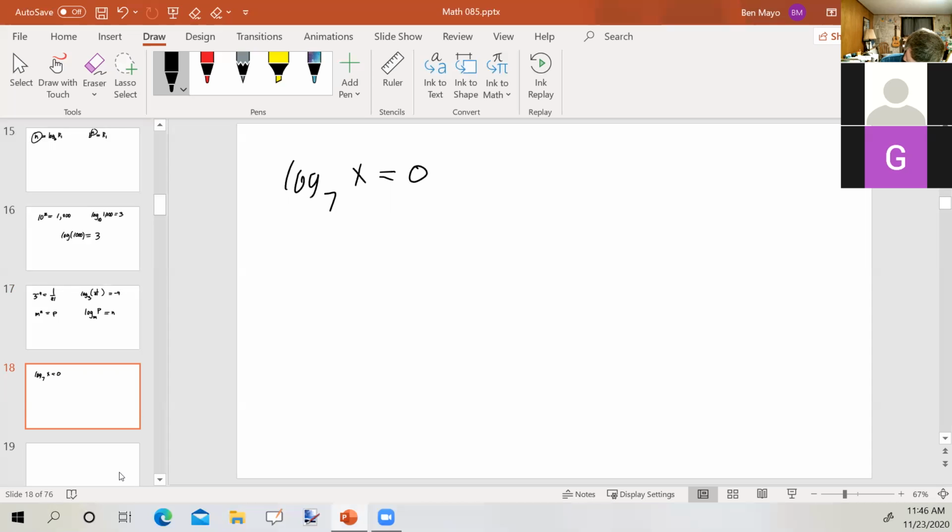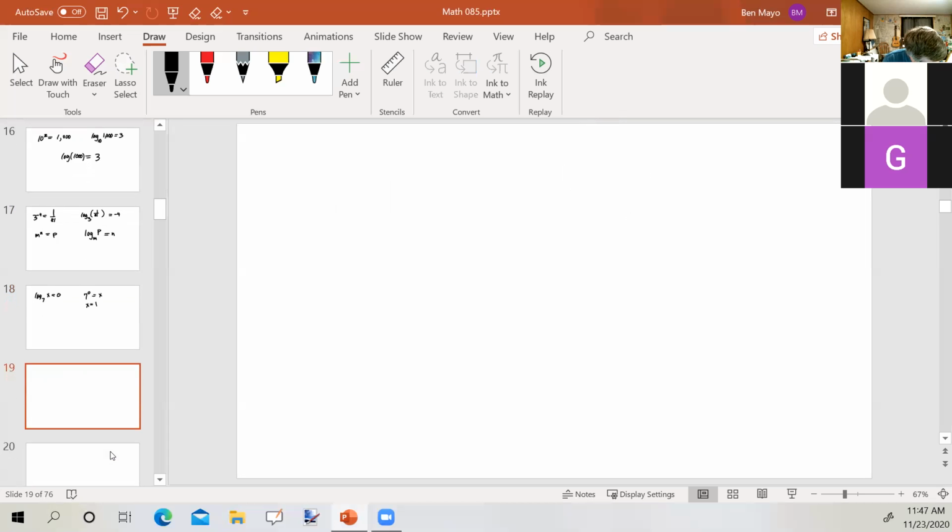If we wrote that as an exponential equation, what's the base? 7. What's the exponent? 0. So what is 7 to the 0 power? One. Good job. There you go. Okay. How about this one? Log base 4 of 16 equals x. So this would be 4 to the x equals 16, right?